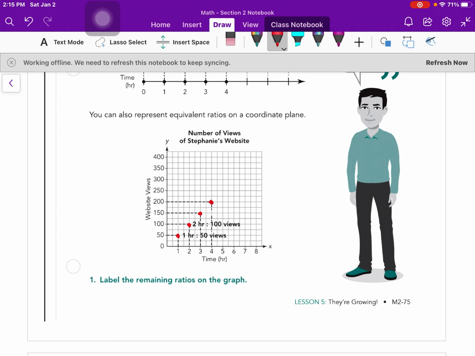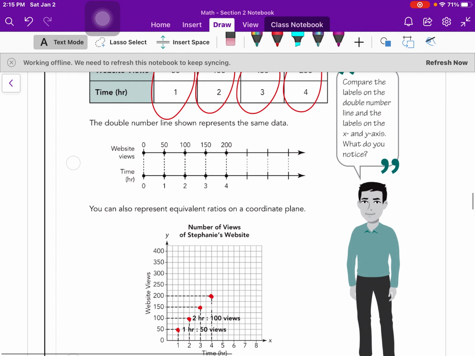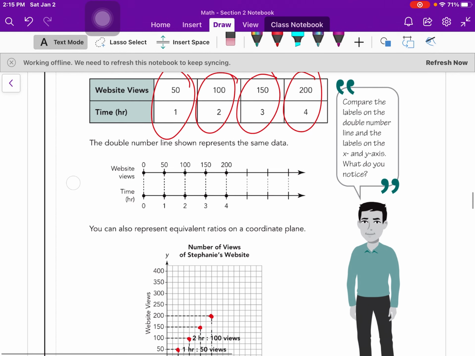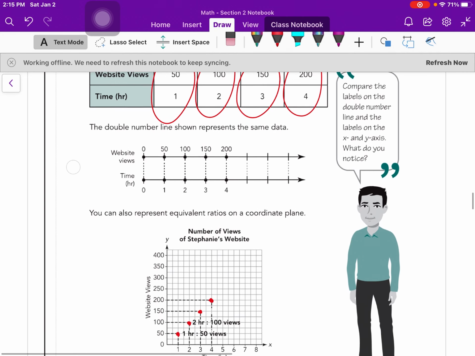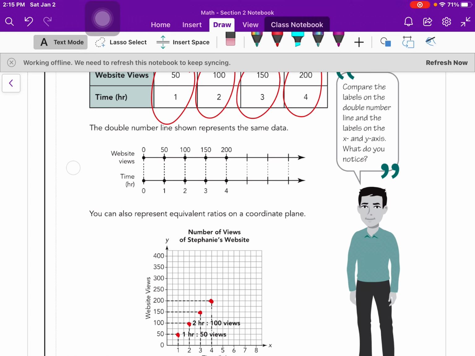It says label the remaining ratios on the graph. Well, what do we have left? I think we have them all on there, but let's keep going here. Let's go back up to our double number line. In 5 hours, she would have 250, and in 6 hours, she'd have 300, and in 7 hours, she would have 350. I don't know why I wrote it like that.